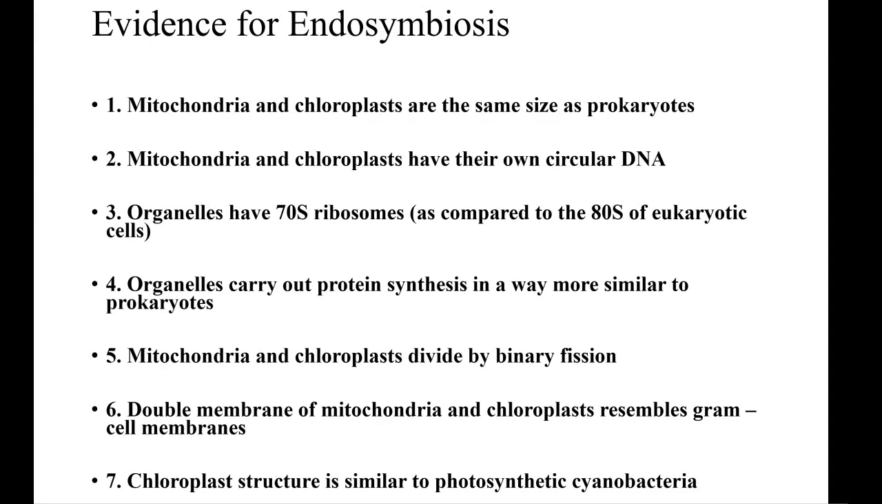So there is evidence to suggest that our modern day eukaryotic cells evolved from these prokaryotic cells. So these smaller prokaryotic cells moved inside the larger prokaryotic cells. They were both very happy, and eventually it evolved into the chloroplast and mitochondria.